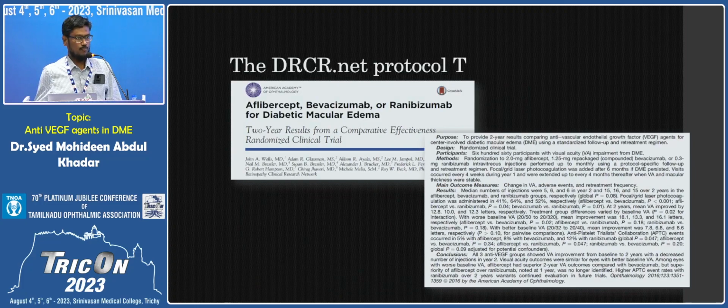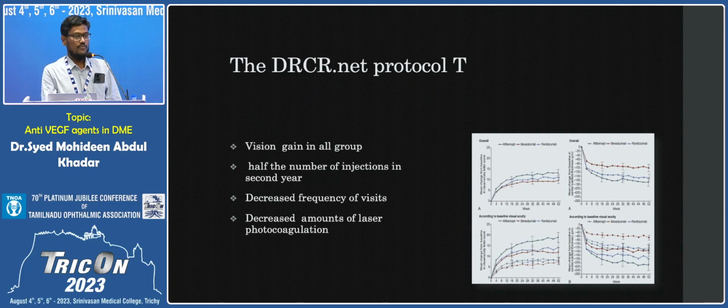And the DRCR.net Protocol T compared all the three drugs: aflibercept, bevacizumab, and ranibizumab. And what they have inferred is that vision gain is present in all the three groups of drugs. And the number of injections required to reduce the macular edema was reduced in the subsequent years, and decreased frequency of visits and decreased amount of laser photocoagulation is needed in the subsequent year.